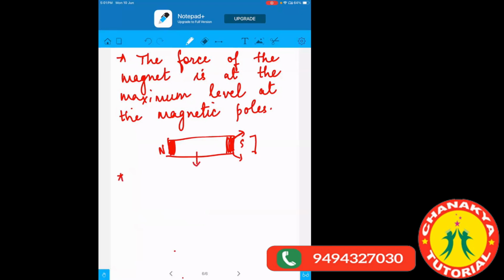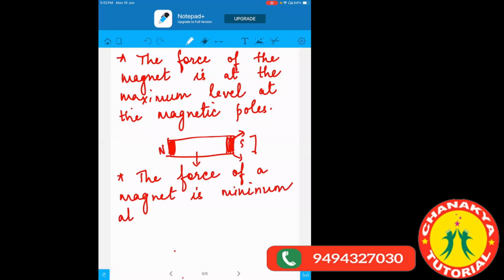So what we can conclude is that at the end of the magnetic pole, the force is the maximum, whereas the force of a magnet is minimum at the middle. At the center, it is minimum. In the middle it will be less, whereas on the sides it will be more. So it has two poles. The north side is called the north pole, and the south side is called the south pole.